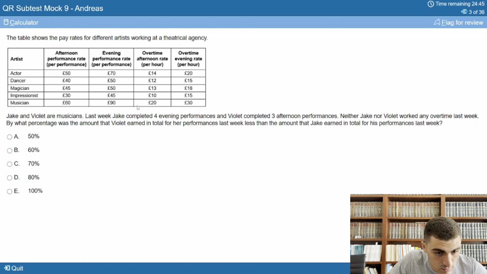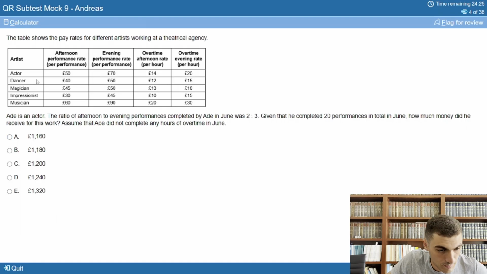Musicians for evening, so 360, so 3 times 60 is 180. Okay, so it's 180 and 360 is obviously 50%, so that's A. Actor, 2 to 3.